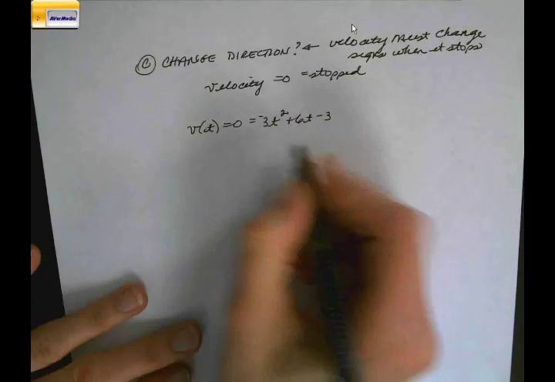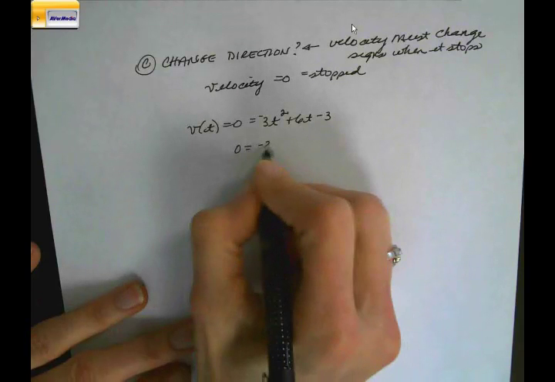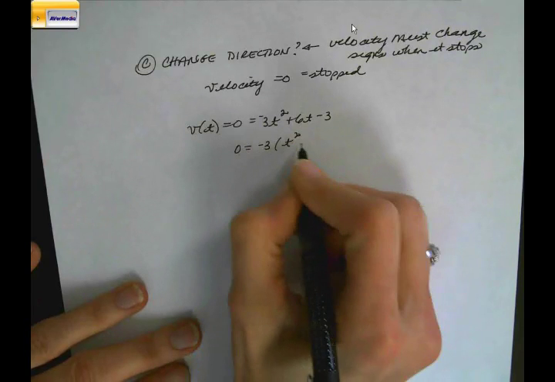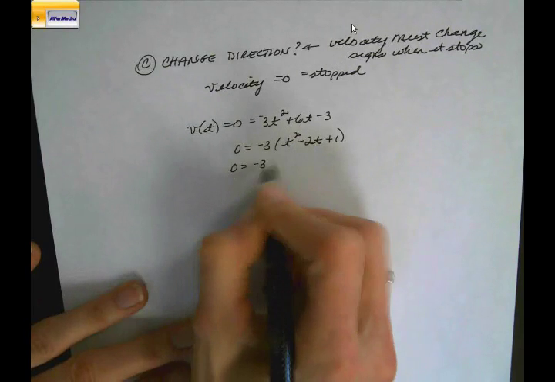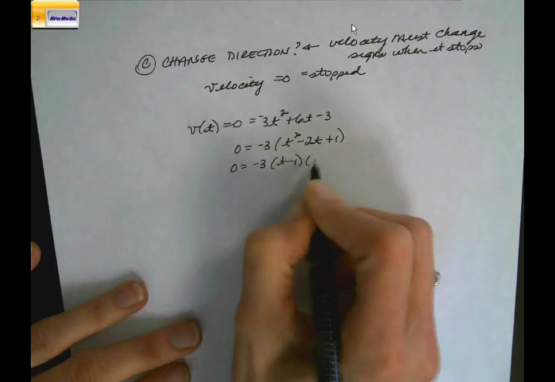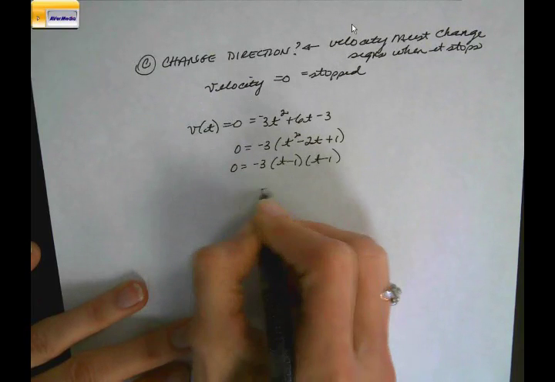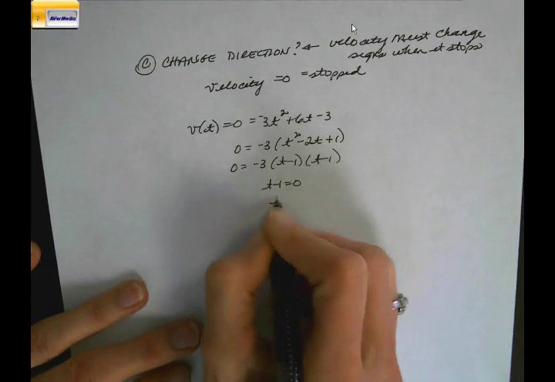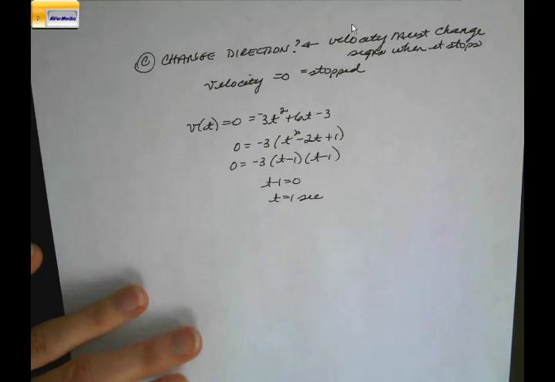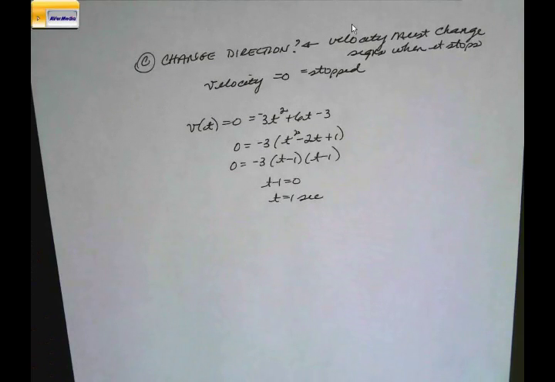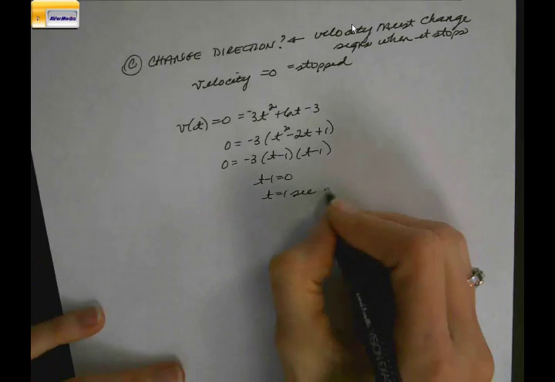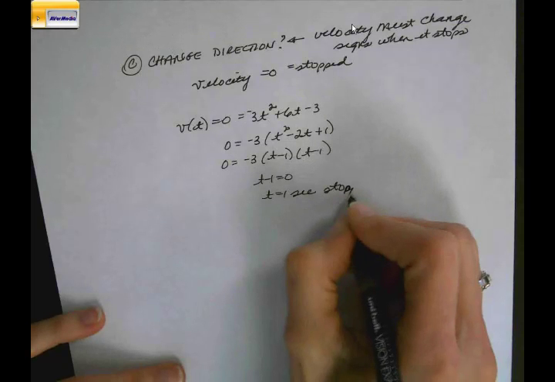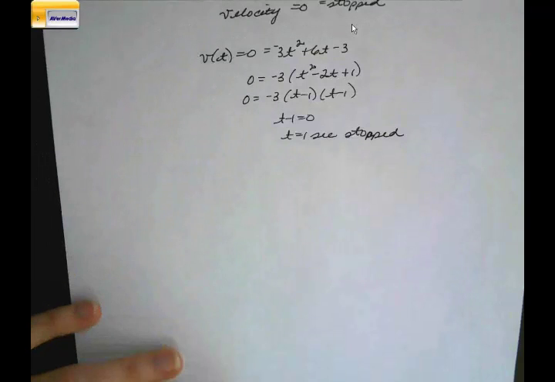Okay, so this is a quadratic function. I'm hoping it will factor for me. Take out a negative 3, and it will leave behind t squared minus 2t plus 1. This is nice. This is (t minus 1) times (t minus 1). So when t minus 1 equals 0, time is 1 second. So at 1 second, this thing stopped. But I don't know what it did. Did it back up or did it continue in the same direction? But we know that the object stopped at 1 second.